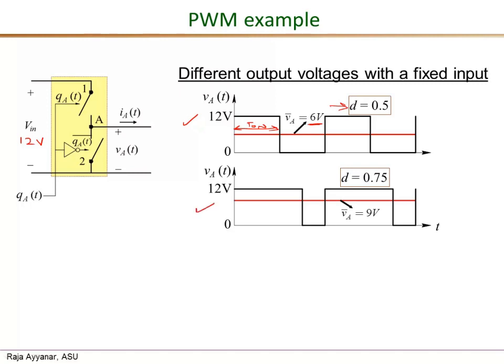And if you want a higher output voltage, let's say 9 volts, then you would increase the duty ratio to 0.75. The pulse width or T on would correspondingly increase such that the average is exactly 9 volts. And as I mentioned, we will need to connect this through an LC filter, which will remove the high frequency component, and just the DC component will be fed to the load unattenuated.